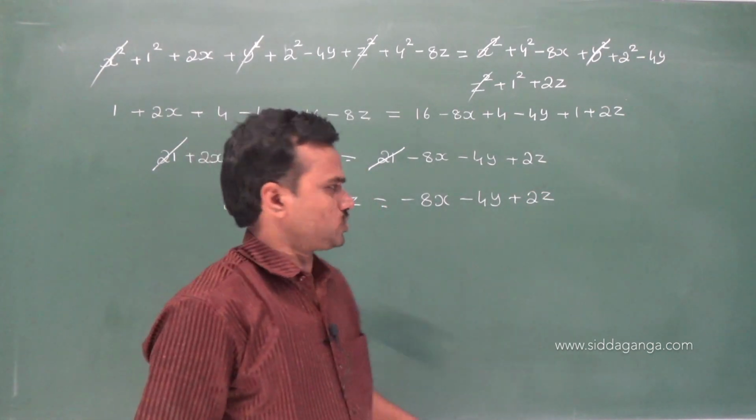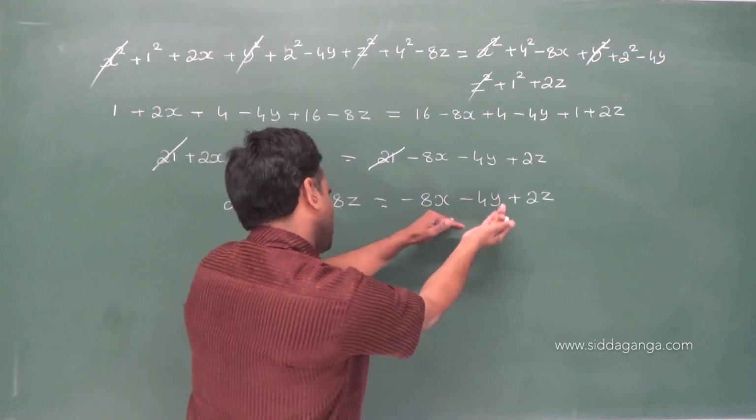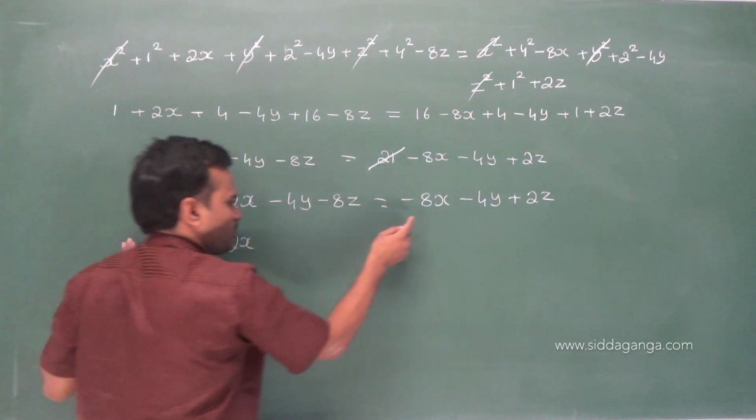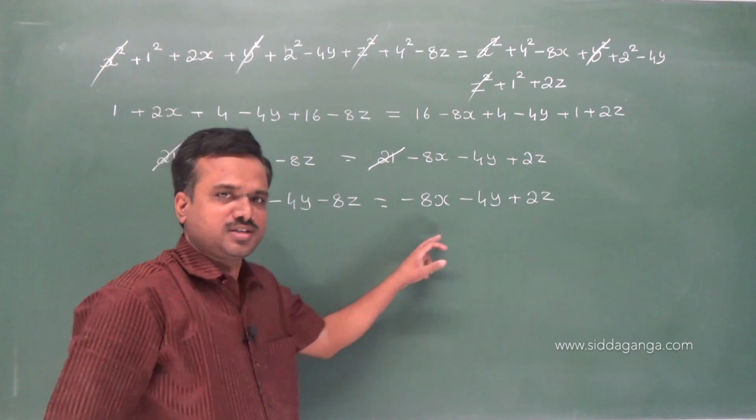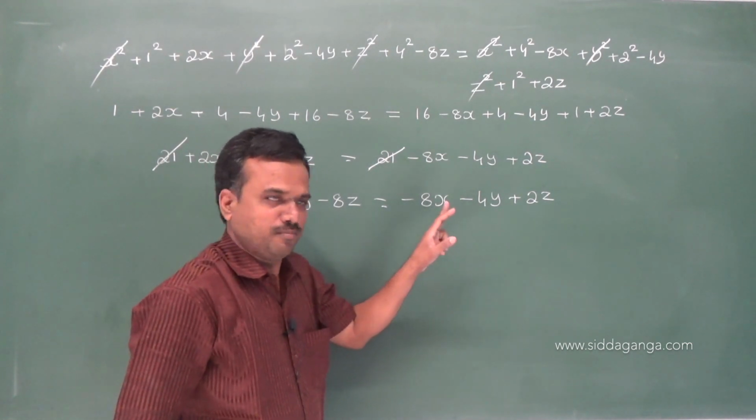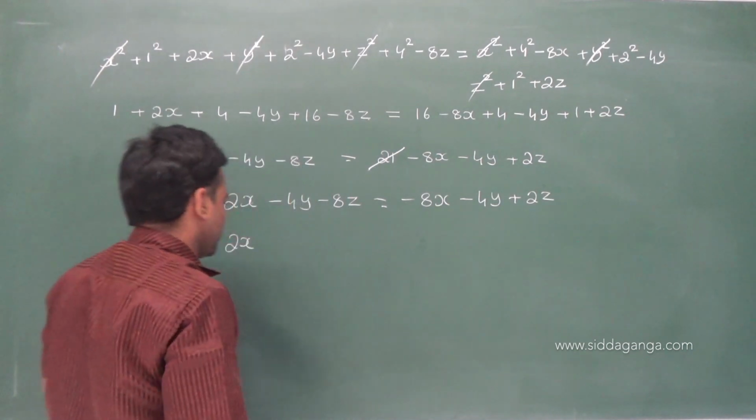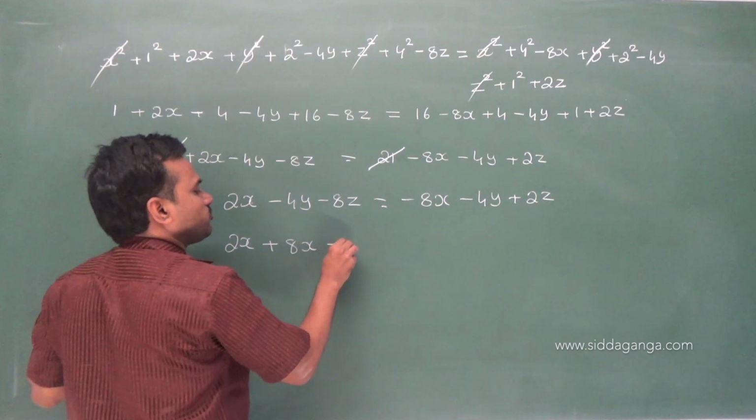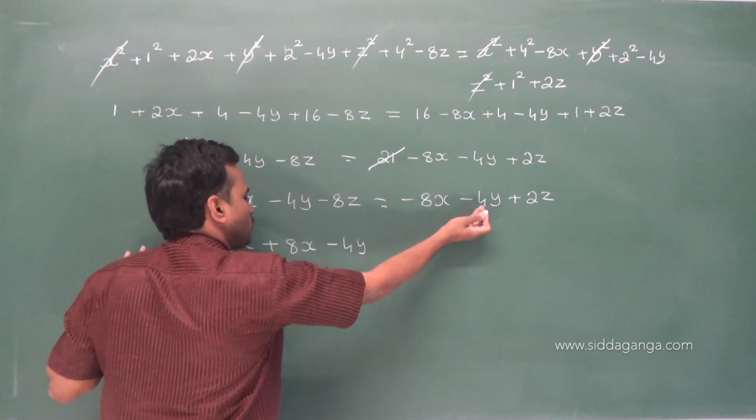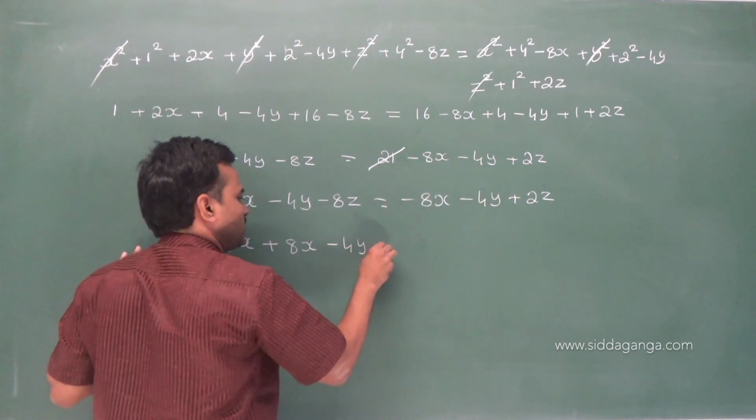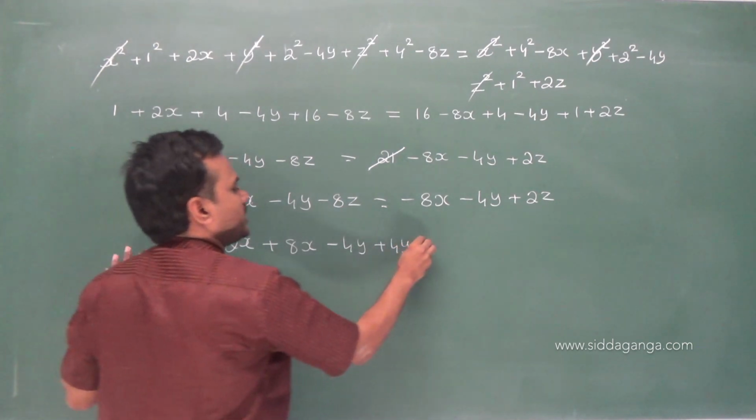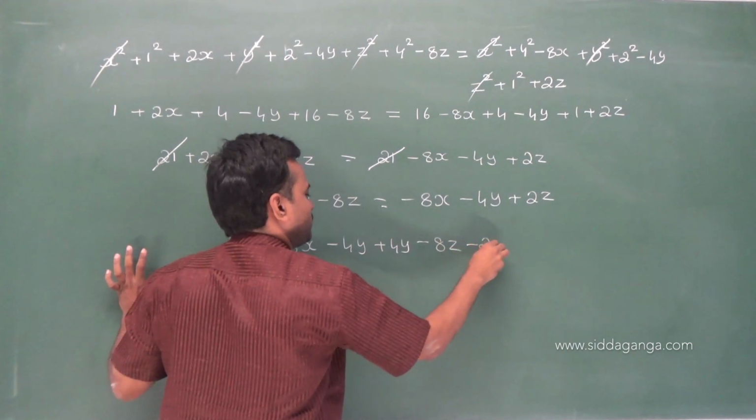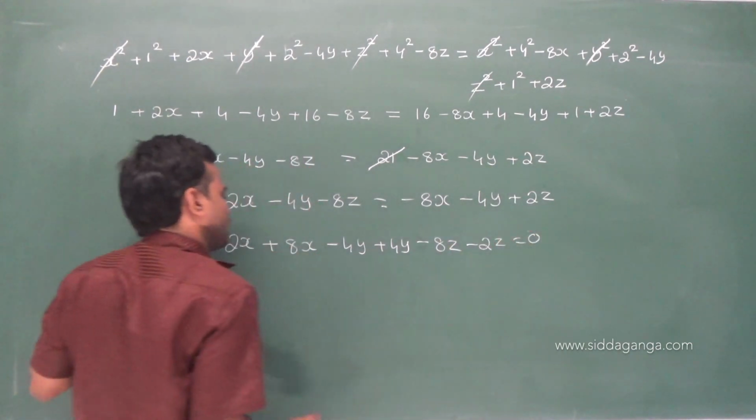Correct? We shift all these values from the right side to the left side. 2x, and minus 8x I shift from the right side to the left side, it becomes plus 8x. Minus 4y shifted from the right side to the left side becomes plus 4y. Minus 8z, and plus 2z from the right side to the left side becomes minus 2z, is equal to 0.